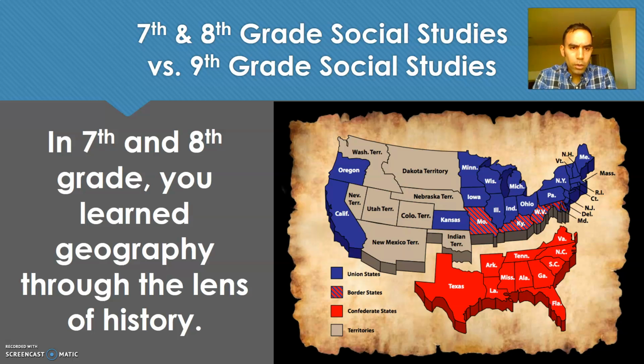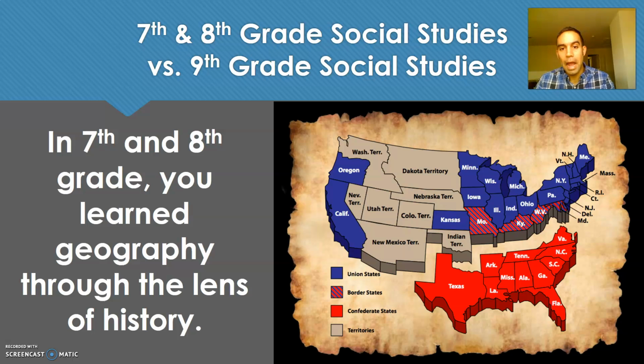One of the things is that now you guys are in 9th grade. I like to compare social studies in 7th and 8th grade to social studies in 9th grade. People like to use the word history when they describe social studies. They say I'm taking a history class or I'm taking a social studies class. They're actually not the same thing. We'll get into the differences, but I do want to say that in 7th and 8th grade, you did learn geography. It was part of the curriculum. You just learned it through the lens of history.